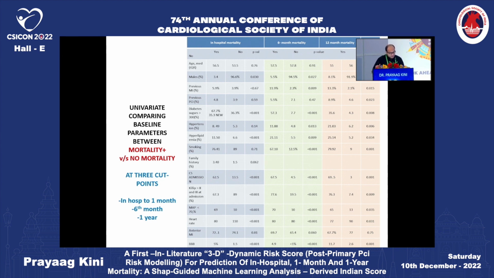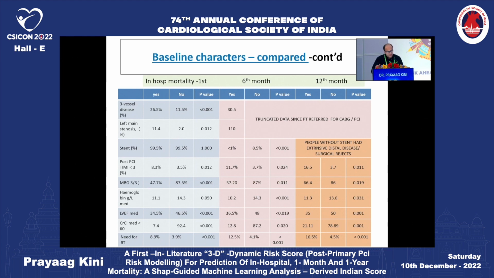And MAP, that is a mean arterial pressure of less than 70, did worse. Anterior wall MI with an LBBB developing also did worse. Now, the interesting thing is, as we went ahead with this, was all the baseline things.